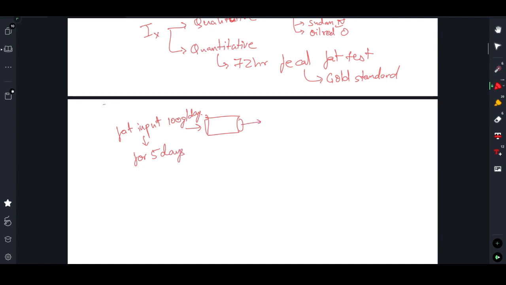And then you measure the stool fat. How much stool fat is excreted is being measured, mainly on day 3, 4 and 5. So the stool fat excretion is measured on days 3, 4, 5, and you give a fat input of 100 grams per day for 5 days. Now why are we selecting day 3, 4 and 5 particularly? This is mainly to average out all the variability present in the results.